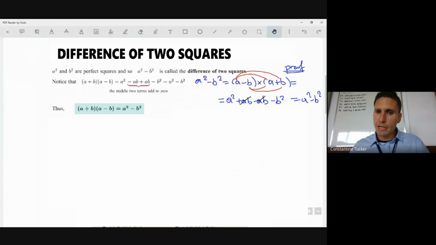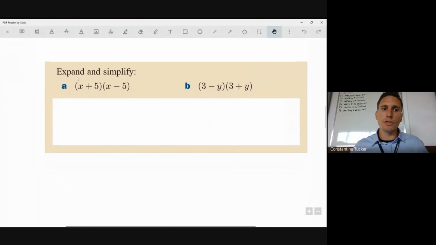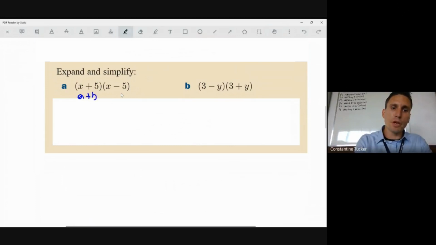There is a geometric demonstration as well. One of the things we can do with this formula is use it to speed things up. So we know that this is in the form of a plus b times a minus b, and we know that in general, this is a squared minus b squared.